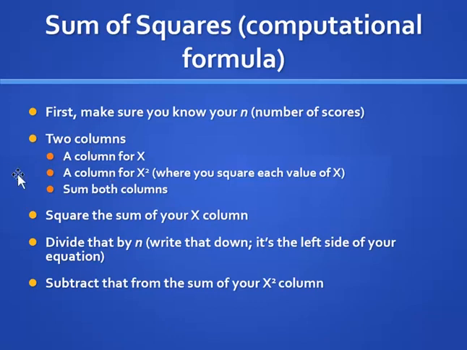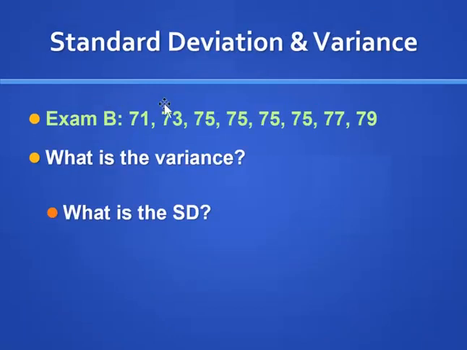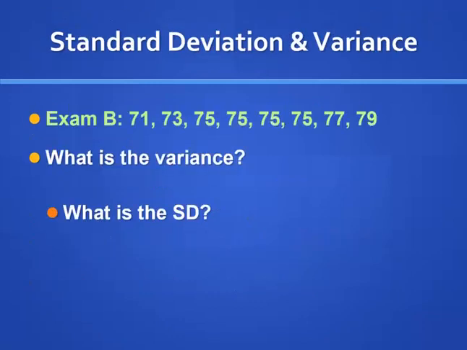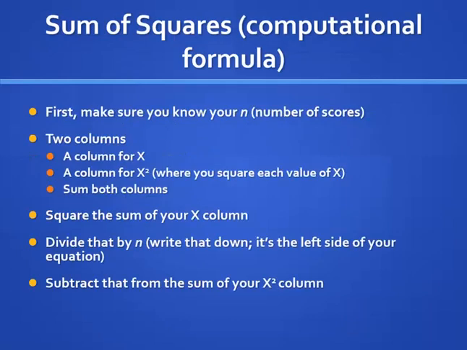Also, columns are your friend, right? This is the way you want to do it. You want to create a column for all of the x values, right? So all these values here you want to write down and put in one single column. You also want to create a column that we call x squared. Here what you're going to do is simply square each one of these x values, and then you need to sum up both columns. So you're going to end up with a column that's sum of x, and you're going to end up with a column that's sum of x squared, right?